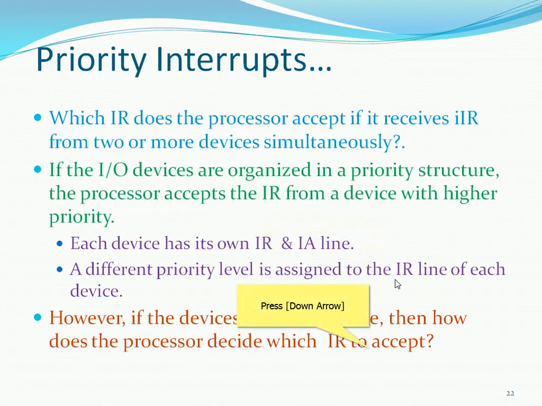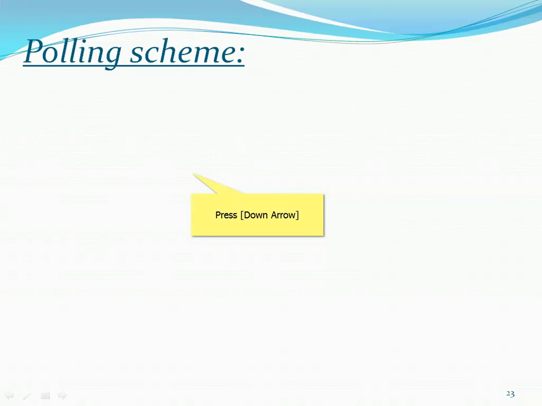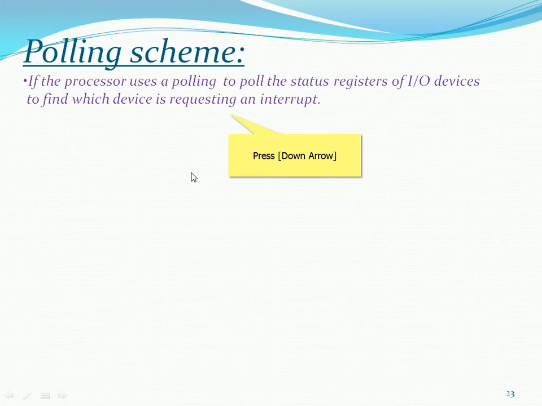However, if the devices share an interrupt request line, then how does the processor decide which interrupt request to accept? Multiple interrupt requests are coming. Whether they have different priority or the same priority, there will be a conflict. So in such a case, the polling scheme will be applied.